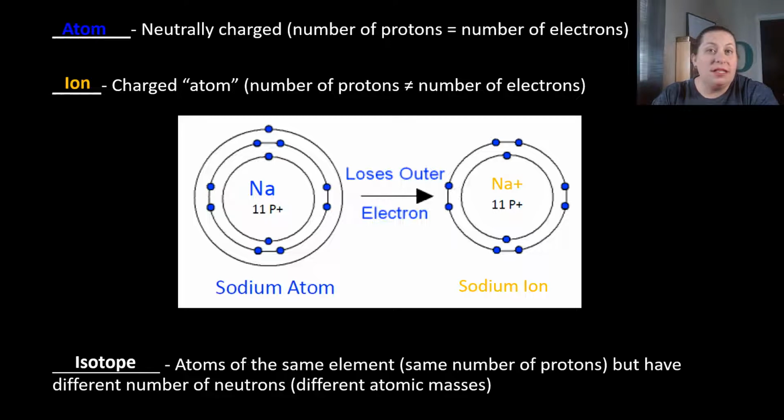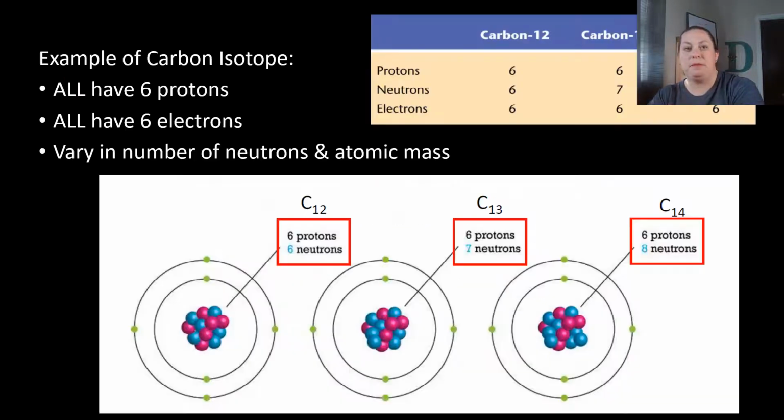Another thing that could also be different based on these guys is if they have a different number of neutrons. Now, atoms of the same element have to have the same number of protons. But we saw earlier they do not have to have the same number of neutrons. If they have different numbers of neutrons, they are known as isotopes. Okay, and I'm going to show you a picture of those in a second. So here's an example of a carbon isotope.